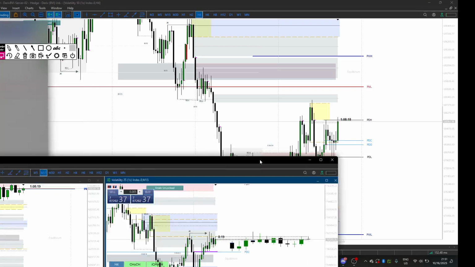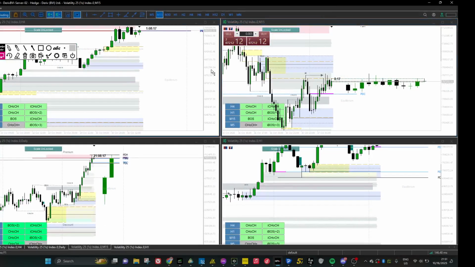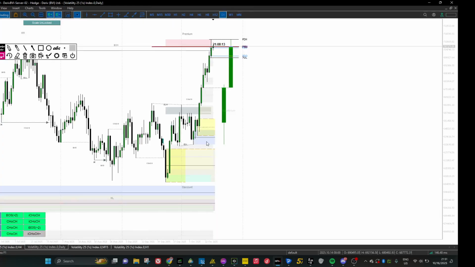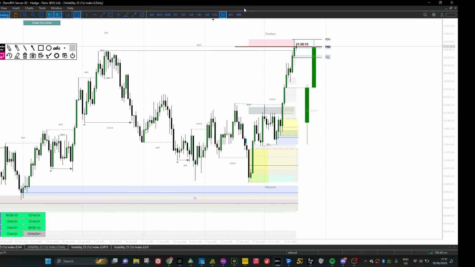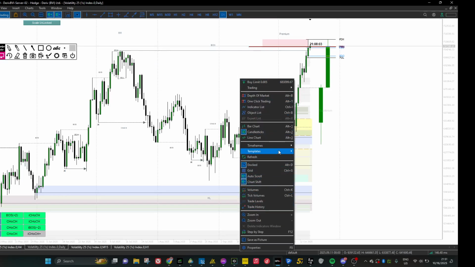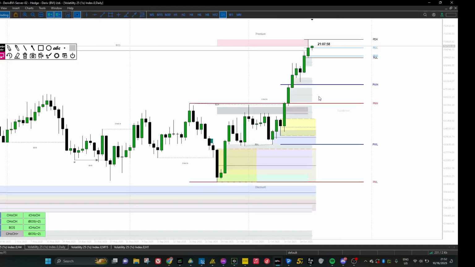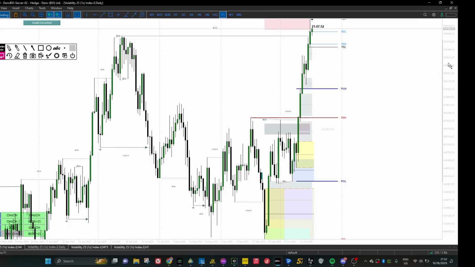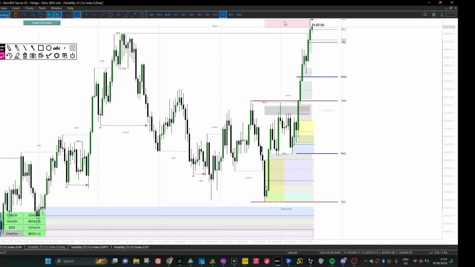Let me just get to Volatility 25. So see, it's still going up. On the daily time frame, we ran right back up, took out the previous high. This was the current high. Zoom out. This was the current all-time high and we finally took it out.